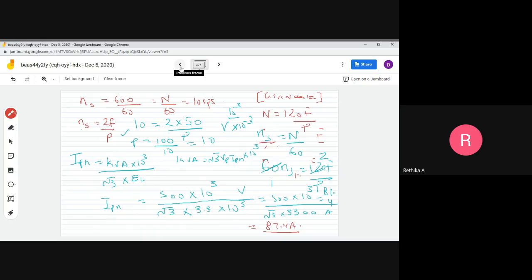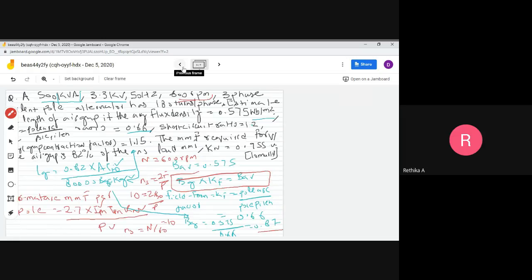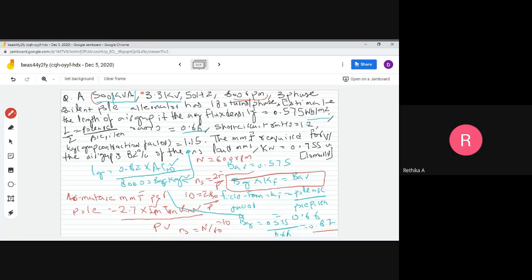So here we wrote KVA is equal to root 3 V line into I phase into 10 power 3. Then I phase is equal to KVA into 10 power minus 3 should come now, sir. No, KVA in the sense means what KVA value? Which KVA value? This KVA. From that equation, we wrote the I phase equation now, sir.